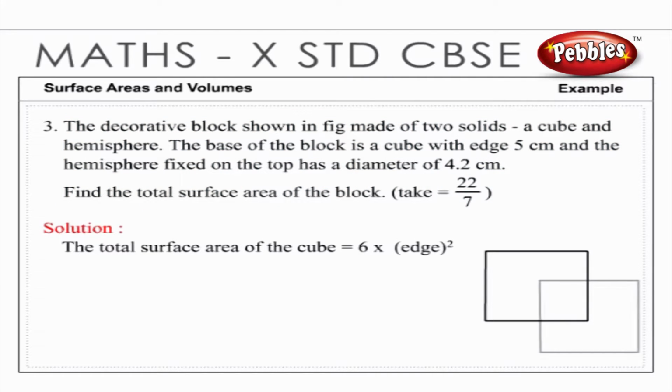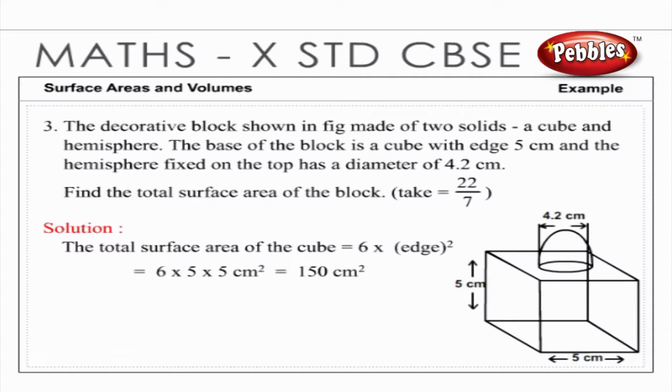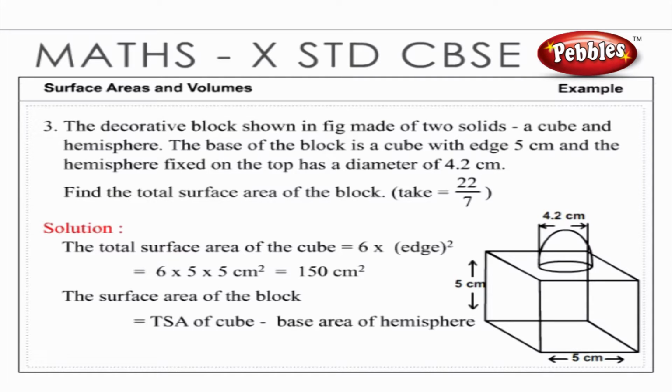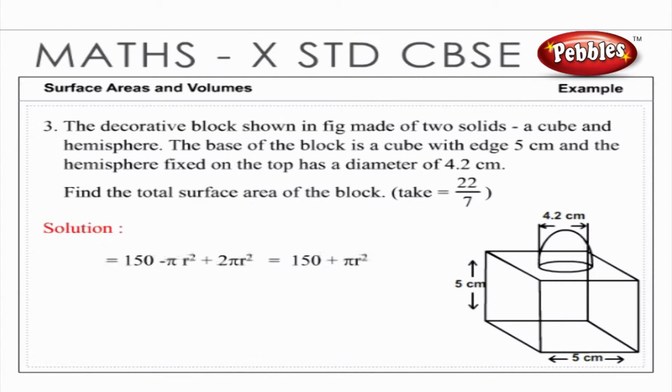Solution. The total surface area of the cube is equal to 6 into h square is equal to 6 into 5 into 5 centimeter square, which is equal to 150 centimeter square. The surface area of the block is equal to total surface area of the cube minus base area of the hemisphere plus curved surface area of the hemisphere is equal to 150 minus pi r square plus 2 pi r square is equal to 150 plus pi r square.